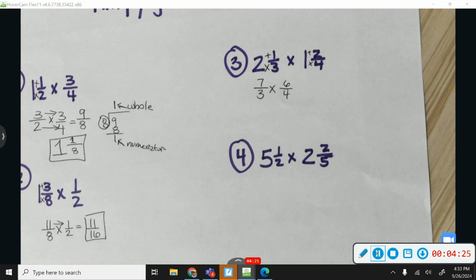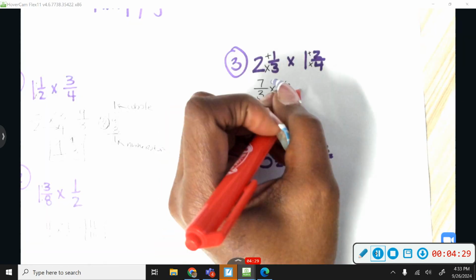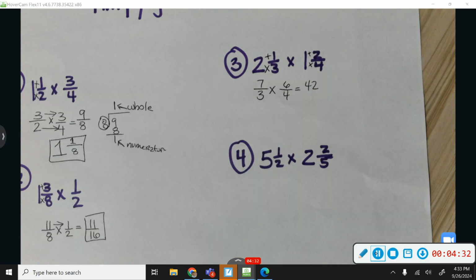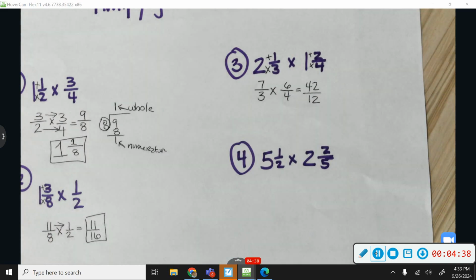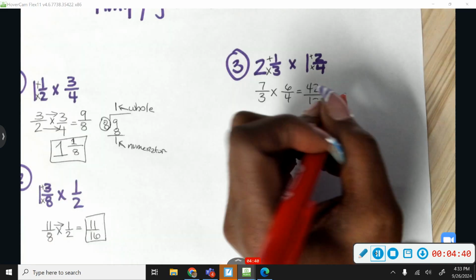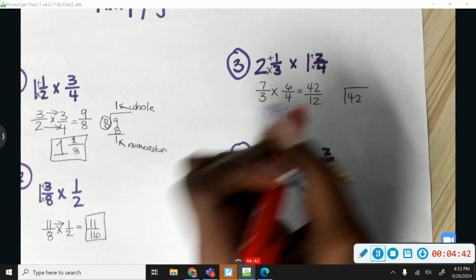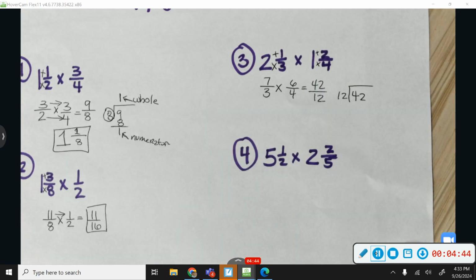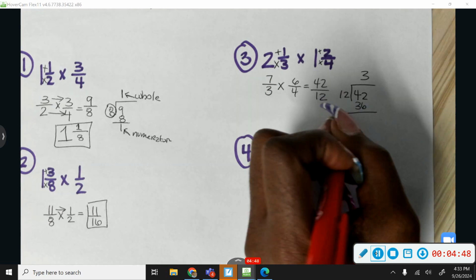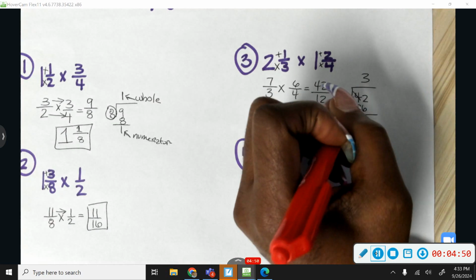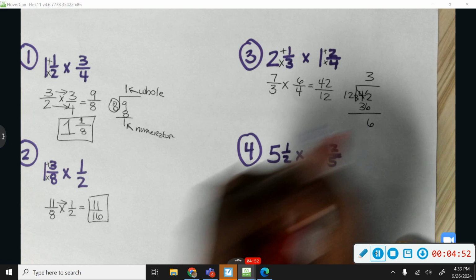And then I'm going to multiply straight across. So 7 times 6, that gives me 42. 3 times 4, that gives me 12. And of course, we can't leave it like that. So I'm going to see how many times 12 can go into 42. Goes in there 3 times, 36. And I have 6 left over.